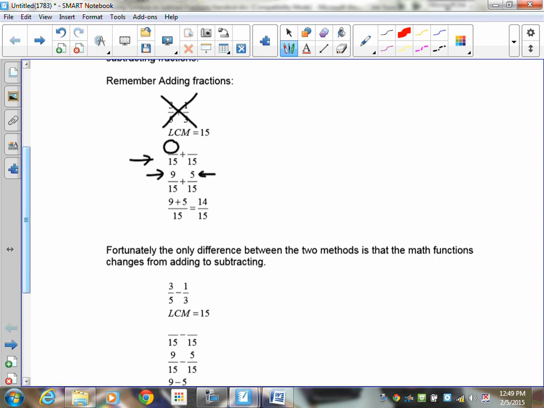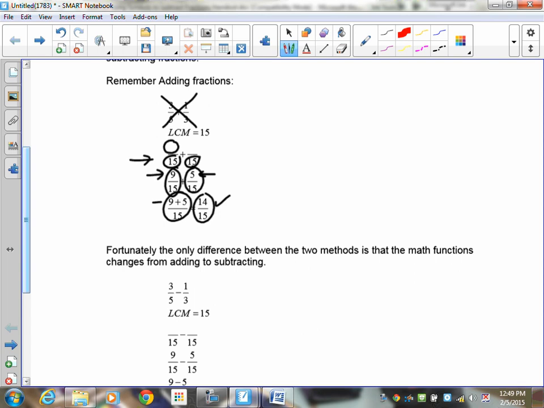Now that I've got both of them in 15ths, I now can add them. 9 plus 5, that gives me 14 15ths, and I'm done. Okay? As I'm marking this, I'm going to be marking this number, this set, and this set. So this question would have been worth 4 marks. Sometimes it's worth 5 if you have to reduce it.